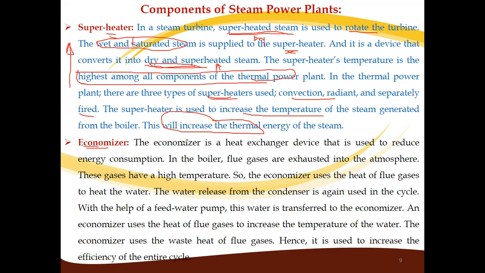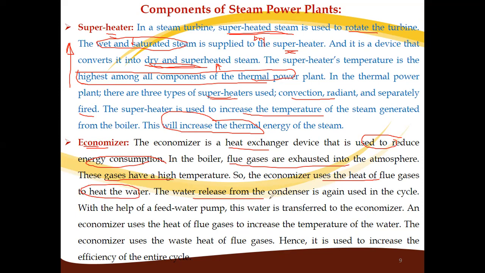So economizer is one type of heat exchanger device that is used to reduce the energy consumption. How do we reduce this energy consumption in the boiler? So in the boiler, we use this economizer part. In the boiler, the flue gases are exhausted to the atmosphere. Now we use these gases, and these gases have high temperature. So economizer uses this heat of flue gases to heat the water.